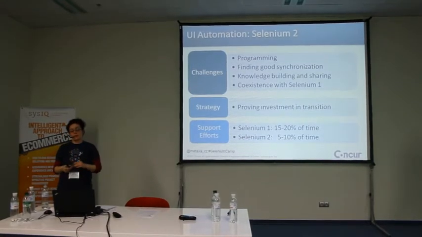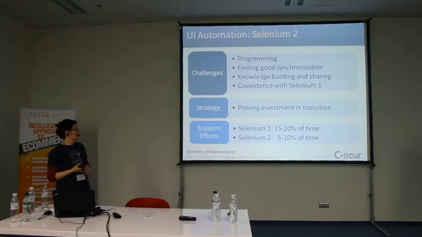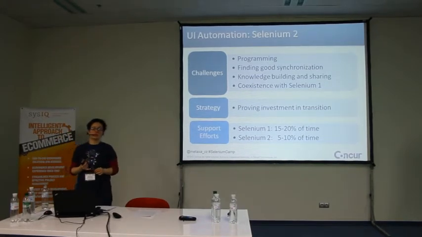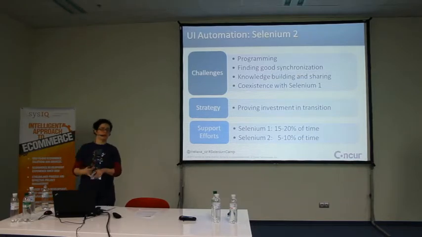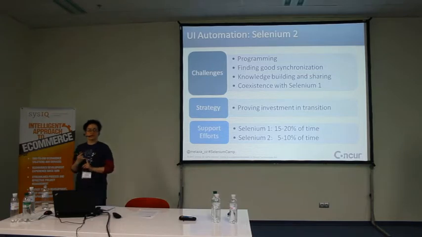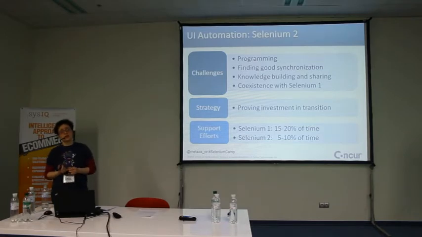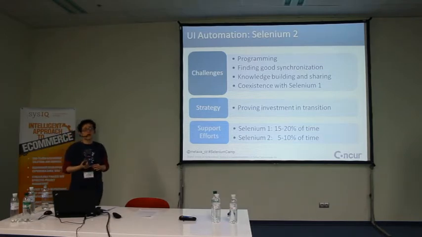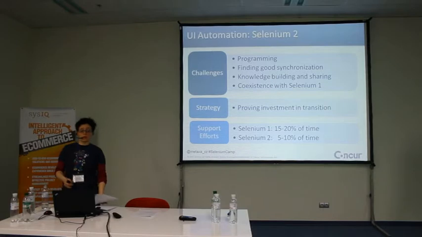Support for automation. For Selenium 1, it took around 15% of our time to support automation failures, because of automation-related problems. I'm not talking about bugs or changes in the application. The number is quite high for Selenium 2 as well, like 5 to 10%. But the logic that we are using there is much more complex and we have many more verification points. However, we are trying to make this number smaller.